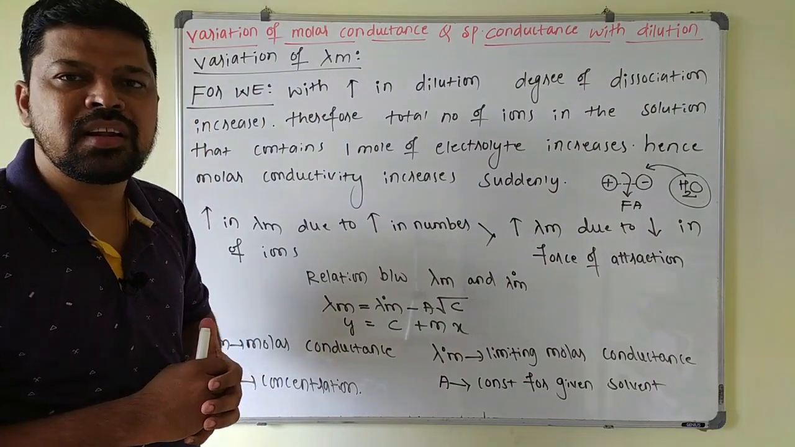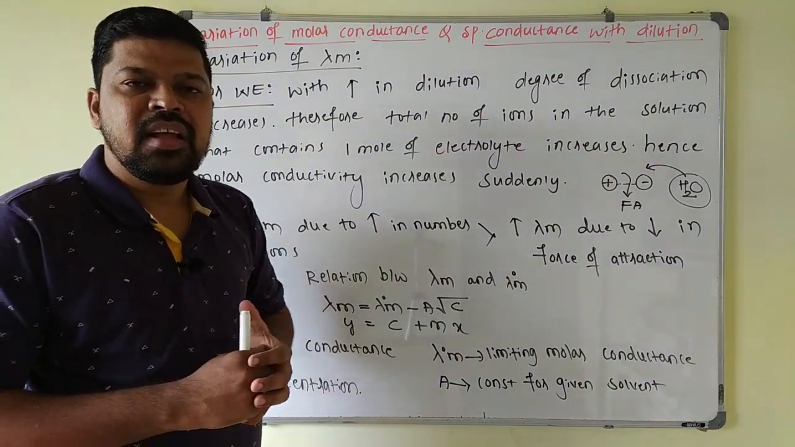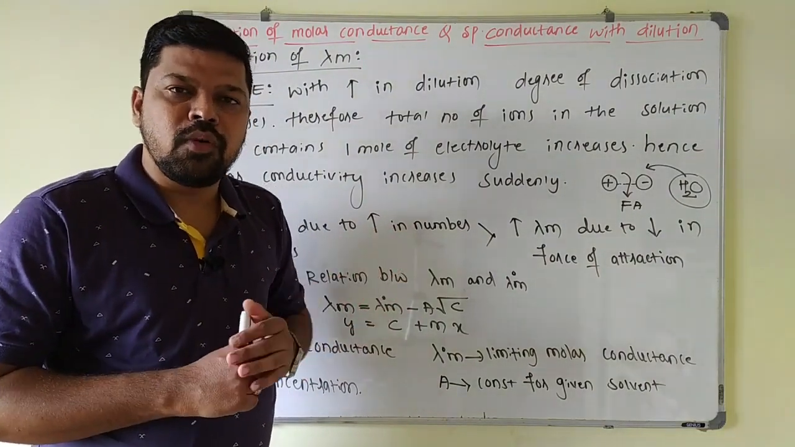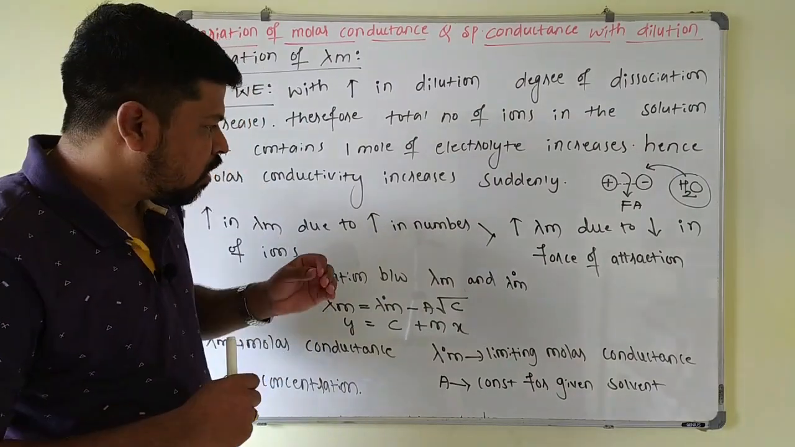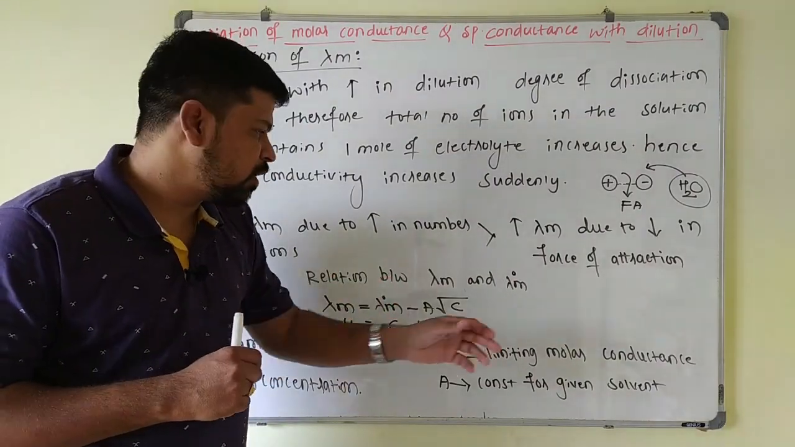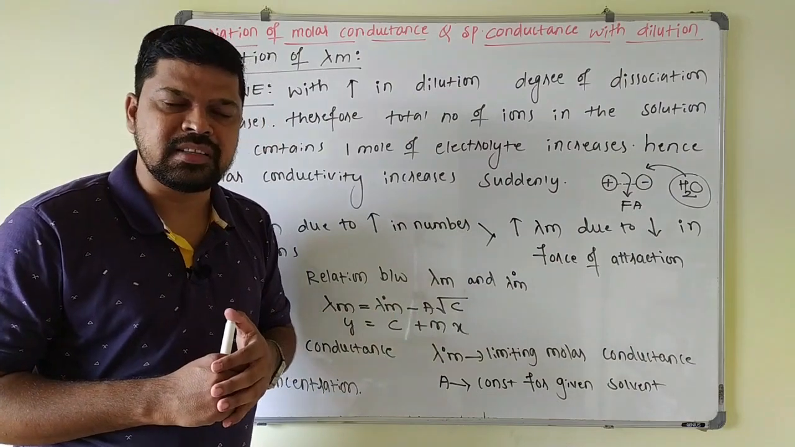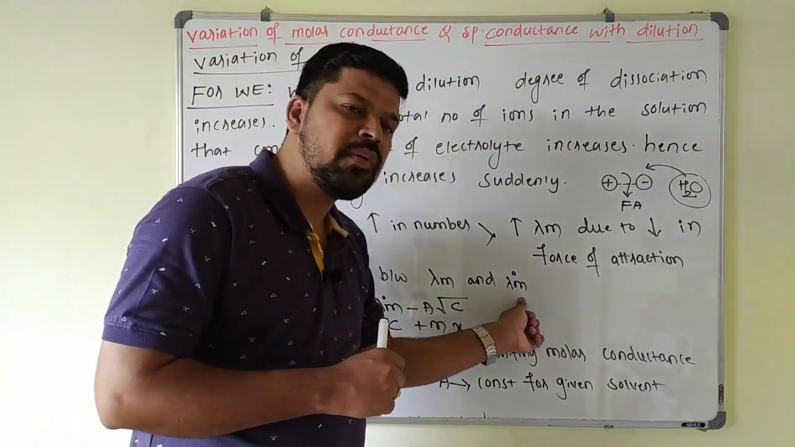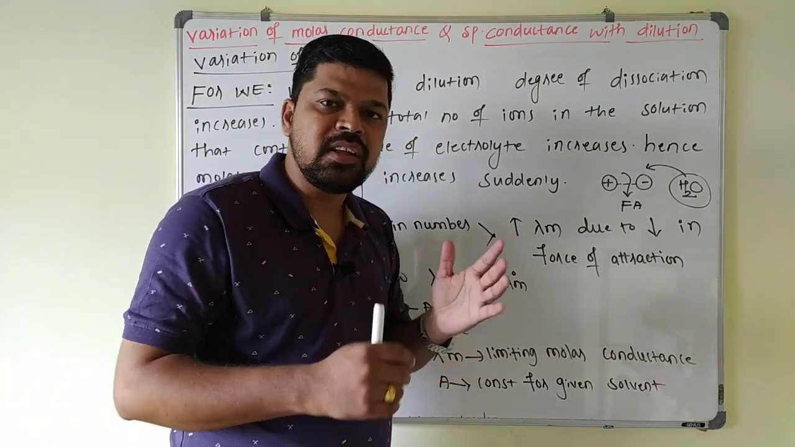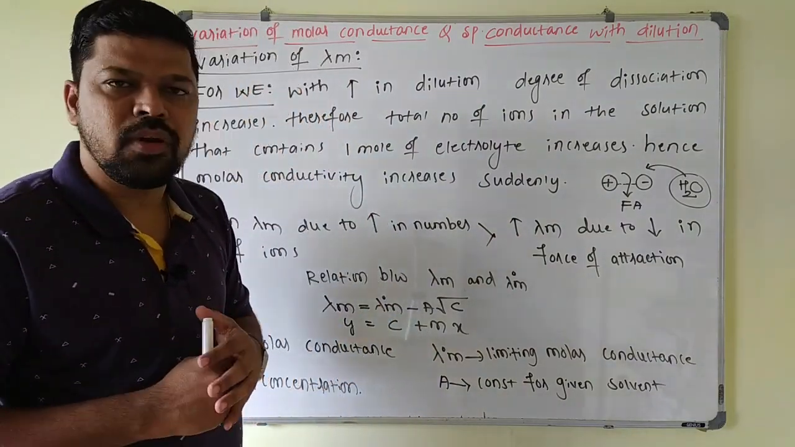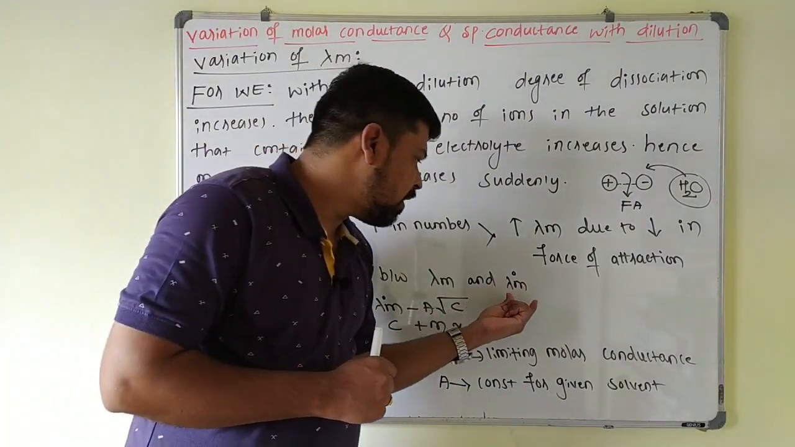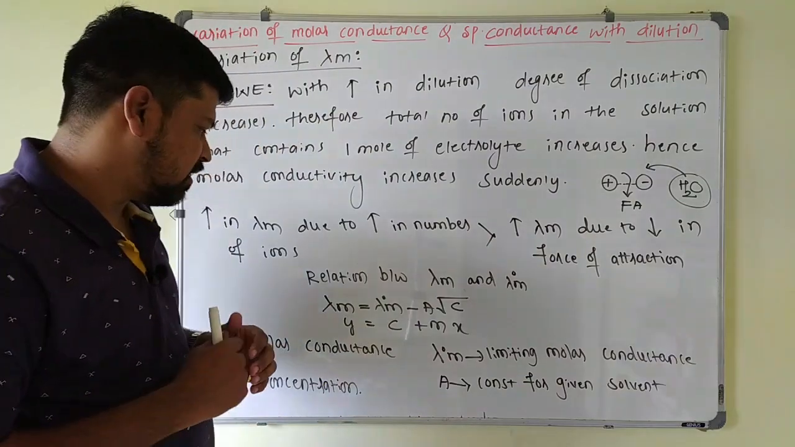So what is limiting molar conductance? Already I have discussed, it is the maximum value of molar conductance at a particular dilution. After reaching this maximum value, if you add further water, there is no increase in the value of molar conductivity. That is called limiting molar conductance.